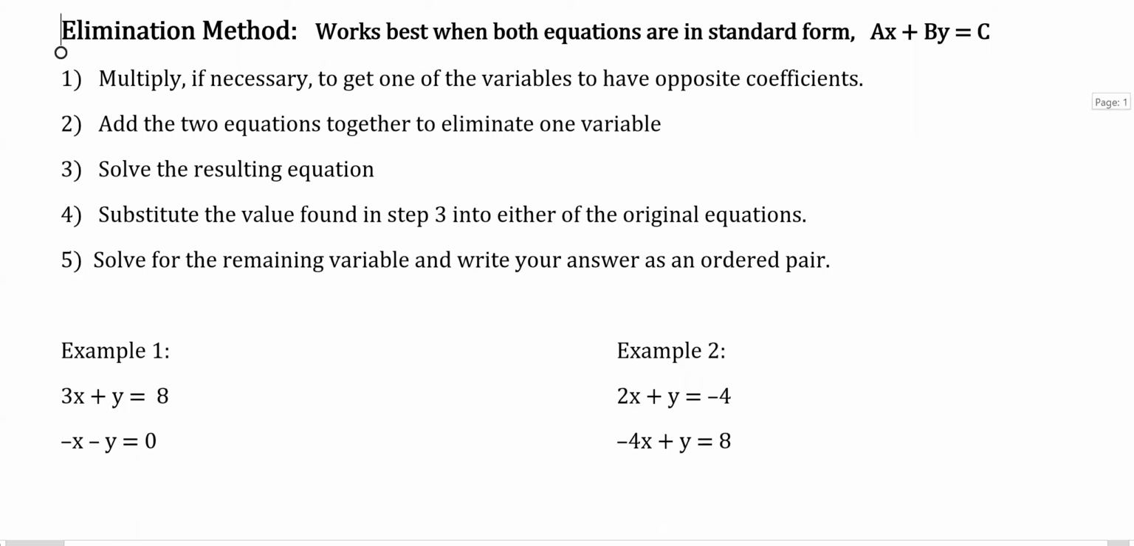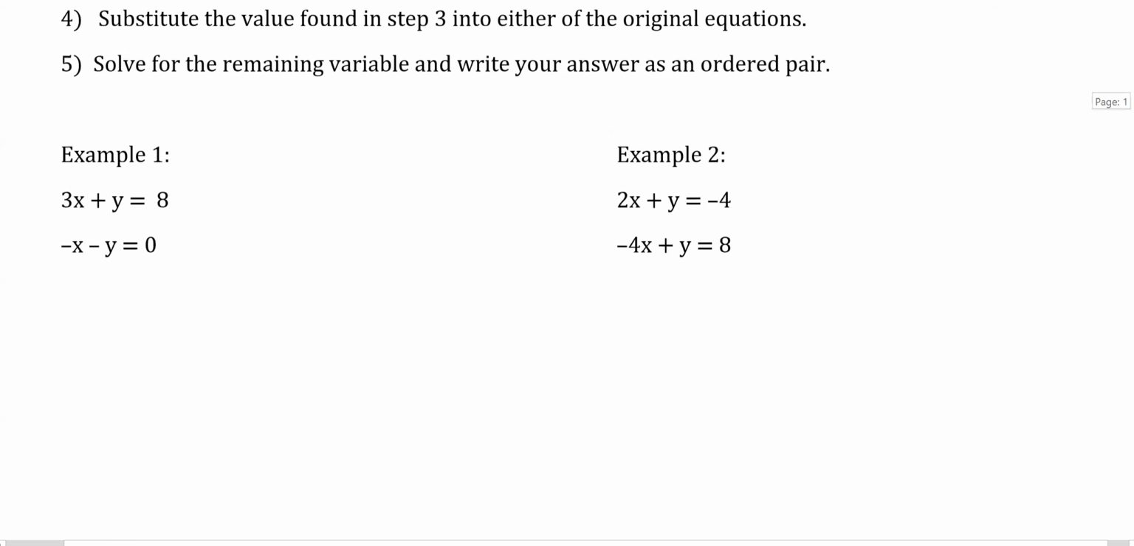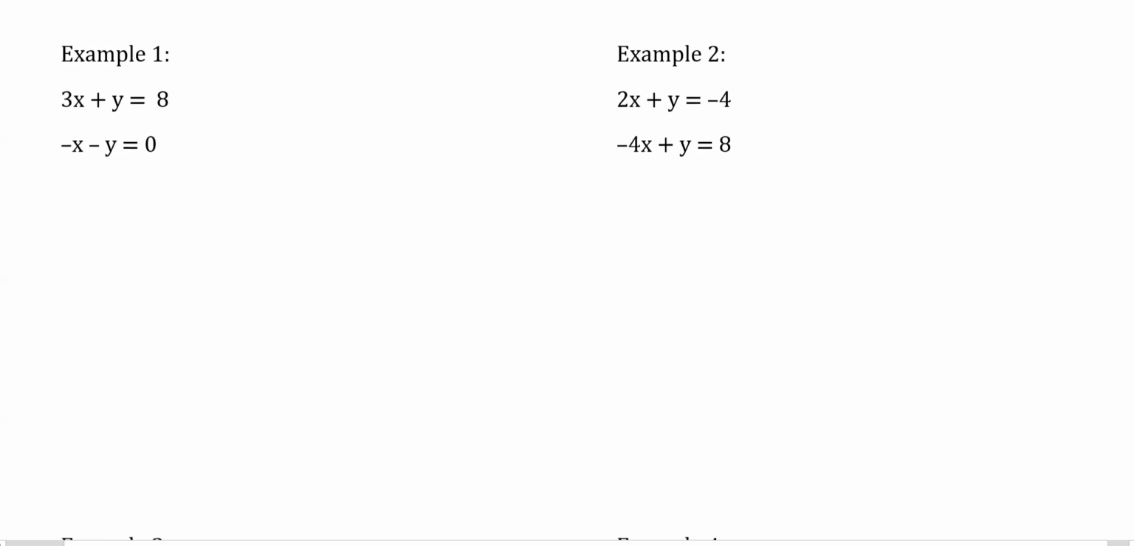So example 1. They are in standard form. X and y are on the same side. You might notice that in the first equation, y has a coefficient of 1, and in the second equation, it has a coefficient of -1. Therefore, we can add the equations together.